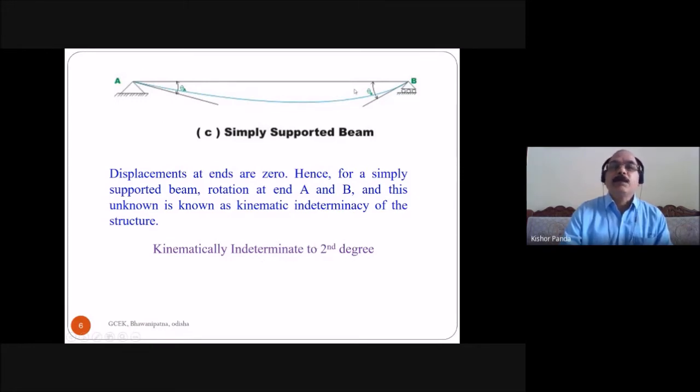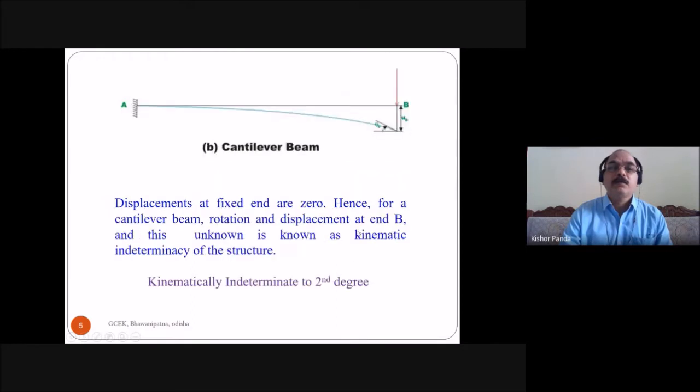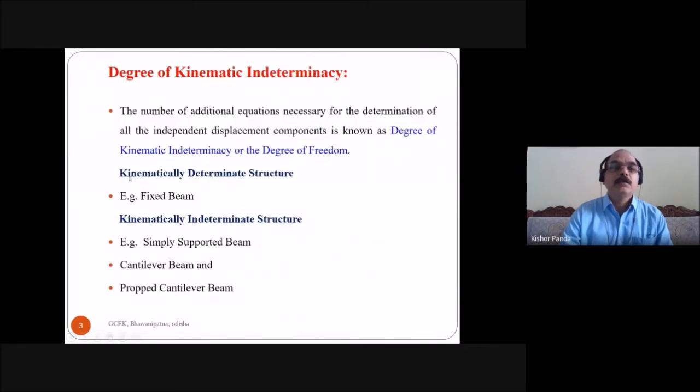But in the case of a fixed beam, if both ends are fixed, there are three reactions here. So there is no translation displacement and there is no rotational displacement. This side also, due to the fixed end, there is no translation, there is no rotation. In that case, the degree of kinematic indeterminacy is equal to 0. So that is called a kinematically determinate structure. Now you are clear. So what is a kinematically determinate structure? The fixed beam is a kinematically determinate structure, and simply supported and propped cantilever beams are kinematically indeterminate structures.